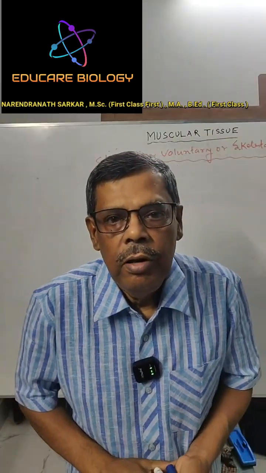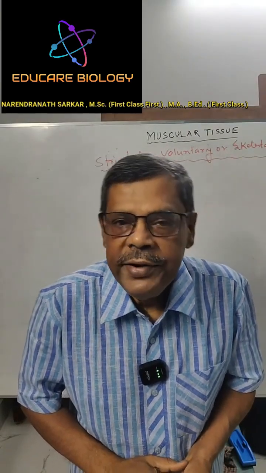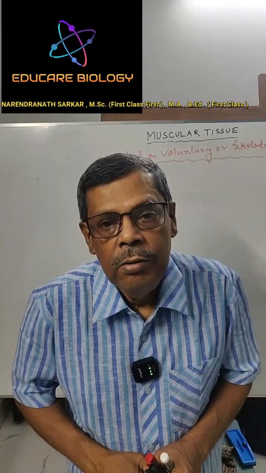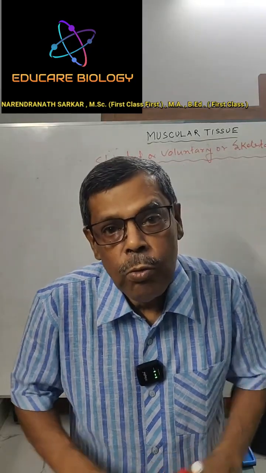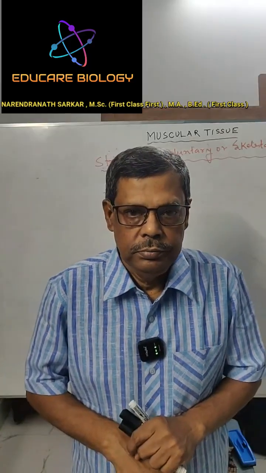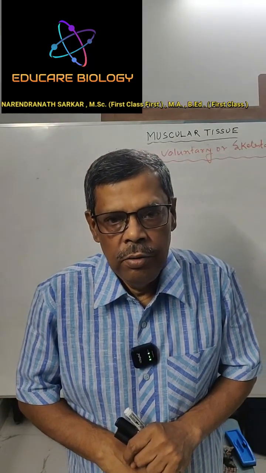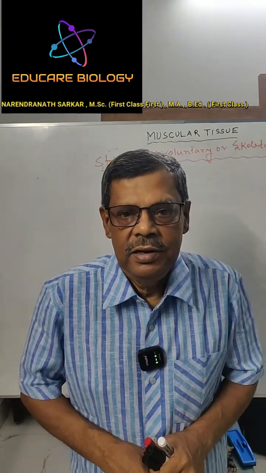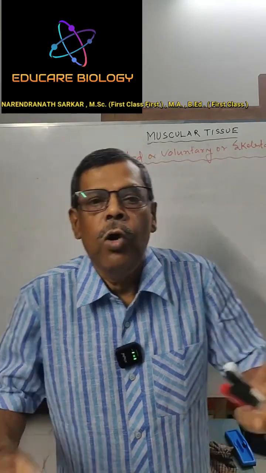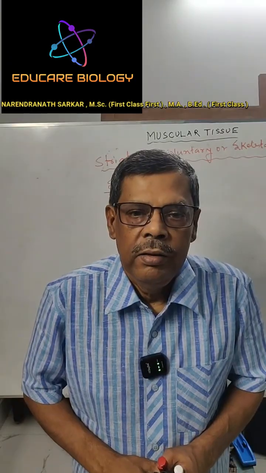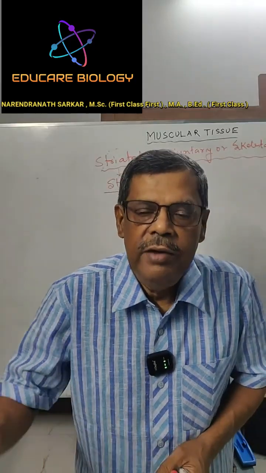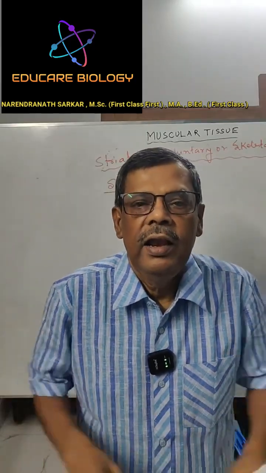This tissue shows the capacity of contraction, which depends on the will of the individual. By the will of the individual, this tissue contracts. So it is called voluntary muscle. These are the alternative names of this tissue: striated, striped, voluntary, skeletal muscle.